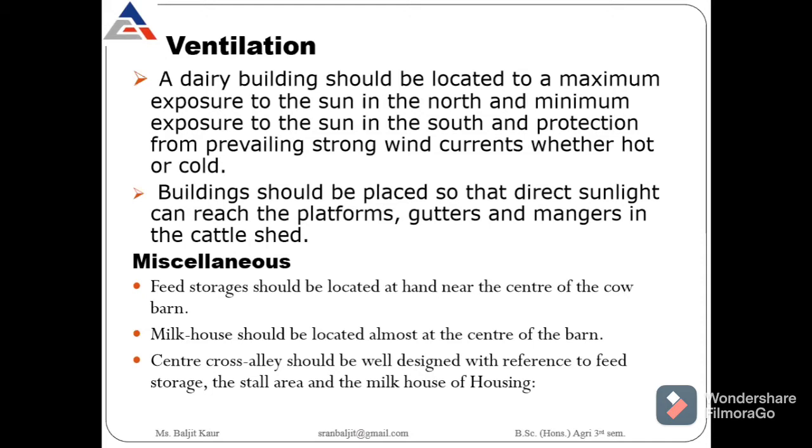Then center cross alley should be well designed with reference to feed storage, the stall area, and the milk house of housing, right? So alleys means pathways. The pathways should be well designed, right? So feed storage should be within the barn. The milk house should be within the barn, and there should be good cross alleys or pathways in the barn.